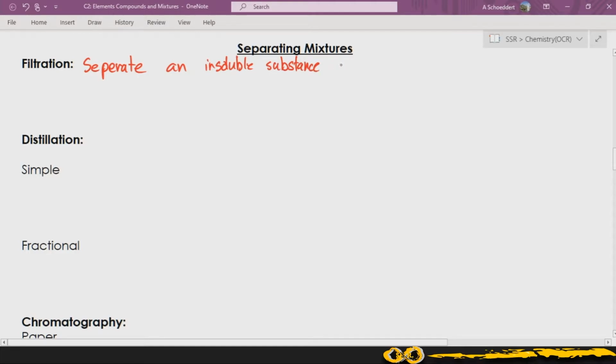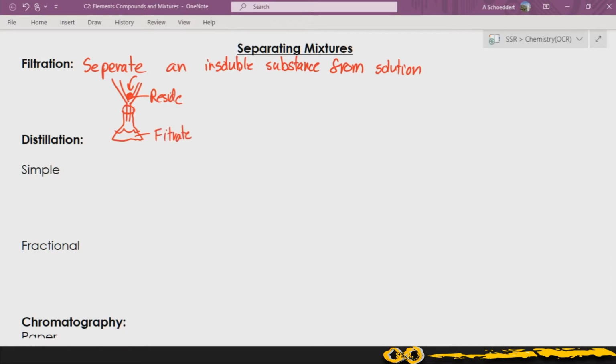Insoluble means that it cannot dissolve in that solution. Your setup is going to involve a funnel, some filter paper, and then a container to catch the substance that you've filtered. You'll pour your sample into the top, and you'll have a residue of insoluble solid, and then you'll have some liquid that makes it through the filter, and that is your filtrate.